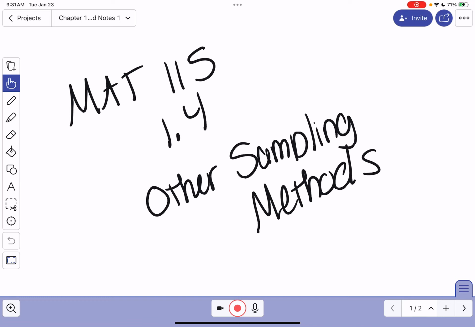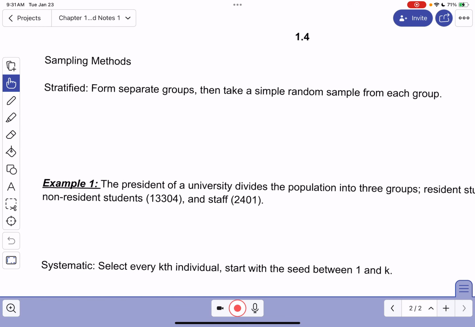Okay, this video is going to cover section 1.4 for UMA stats, other sampling methods. Sampling methods are just ways of getting your random samples. We've talked about simple random samples already with the hat or the number chart, but now we're going to talk about some other ones.